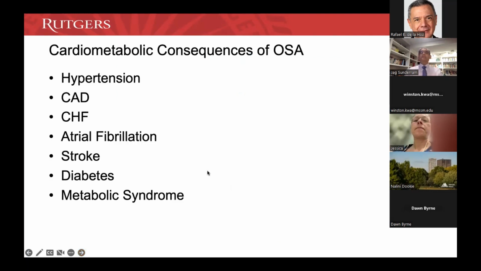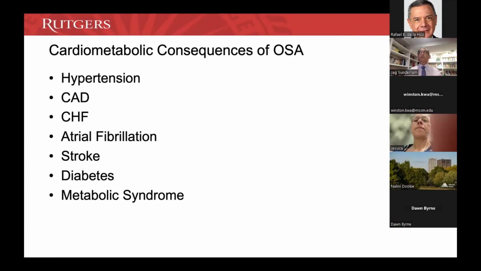So what has been shown, or has generally been the dogma, is that there are consequences of OSA, including hypertension, coronary artery disease, CHF, atrial fibrillation, strokes, and in addition, diabetes and metabolic syndrome.